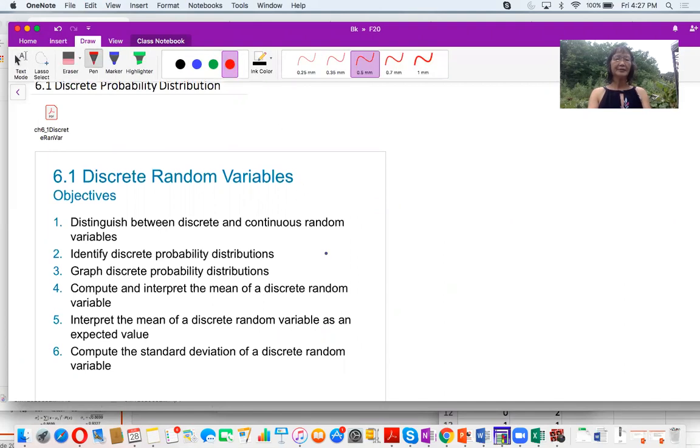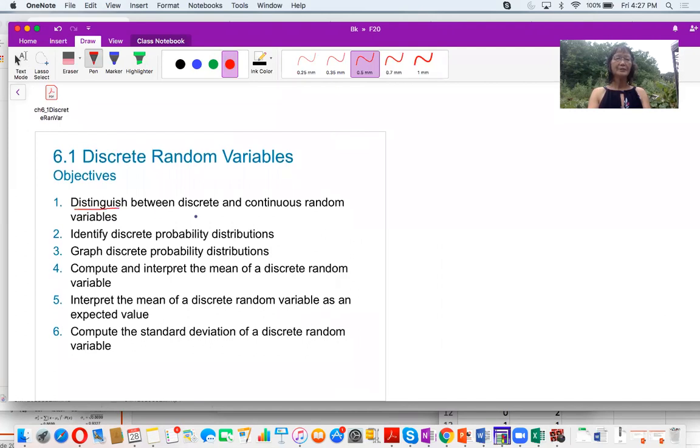Learning objectives. Distinguish between discrete and continuous random variable. Identify discrete probability distribution. Graph discrete probability distribution. Compute and interpret the mean of a discrete random variable. Interpret the mean of a discrete random variable as an expected value. Compute the standard deviation of a discrete random variable.